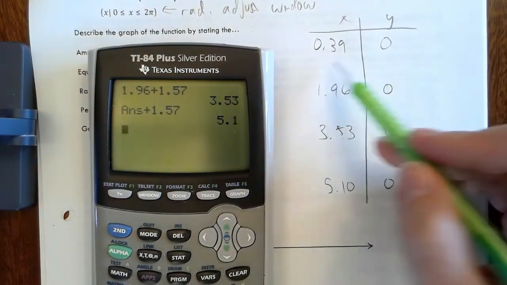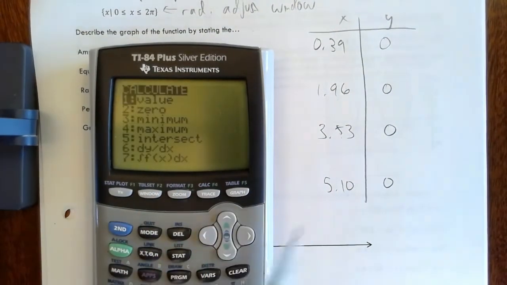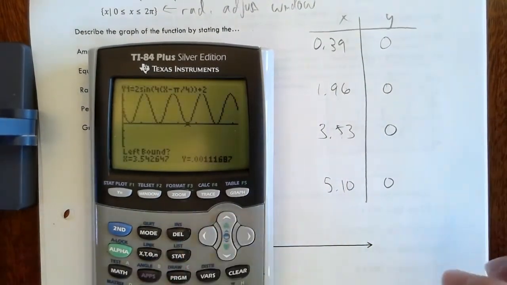Let's find the maximum points. So go back to my graph. Let's find maximum points this time. 4 for maximum.